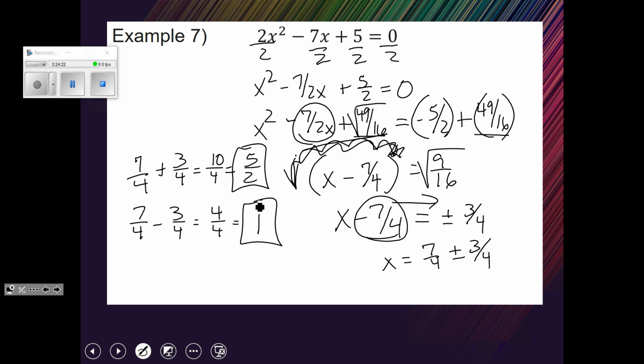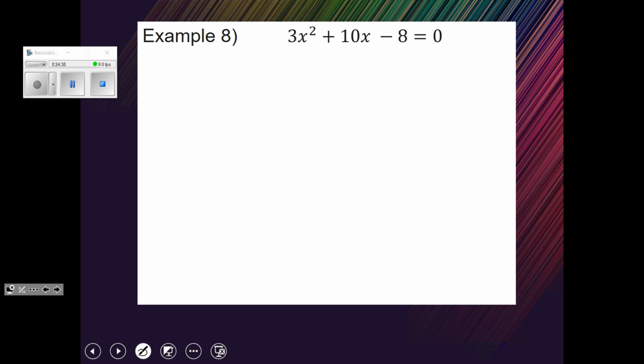So even though it looks really scary and it has fractions every which way, it's still, to me, using the same concept of what we've been doing, and you can use your calculator to help you. So it is doable, I believe. So I want you to try this one on your own.